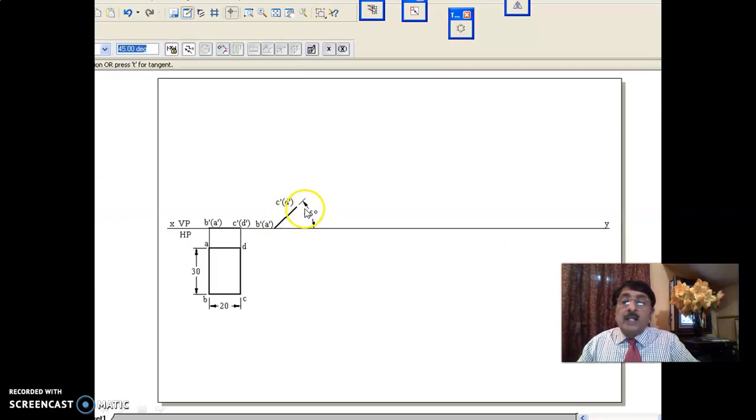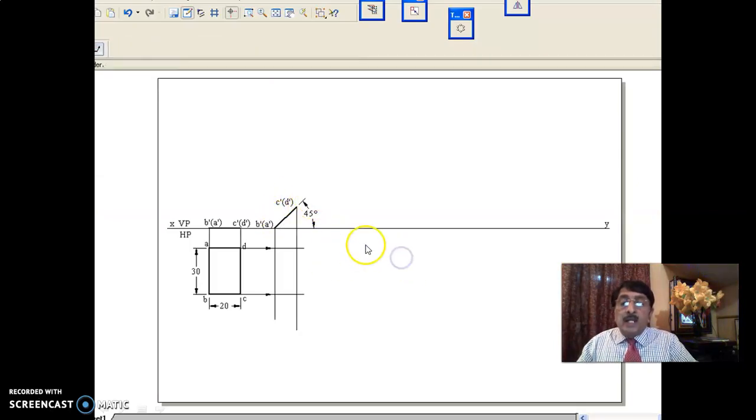Longer side of the rectangle and is 45 degrees to HP. Take the projectors down and you get ABCD. Okay. It is resting on the longer side of the rectangle with the surface inclined at 45 degrees to HP, and you get the top view.